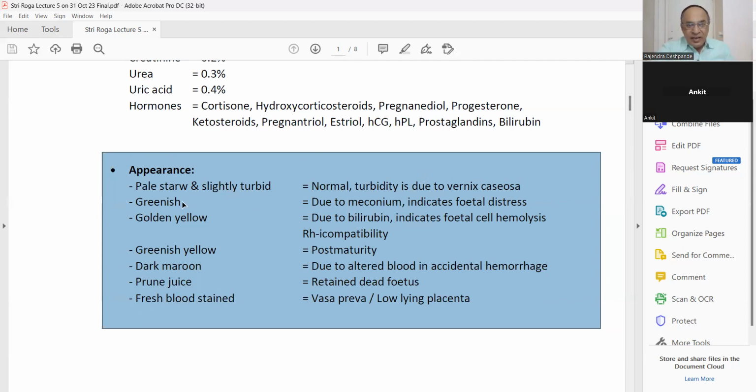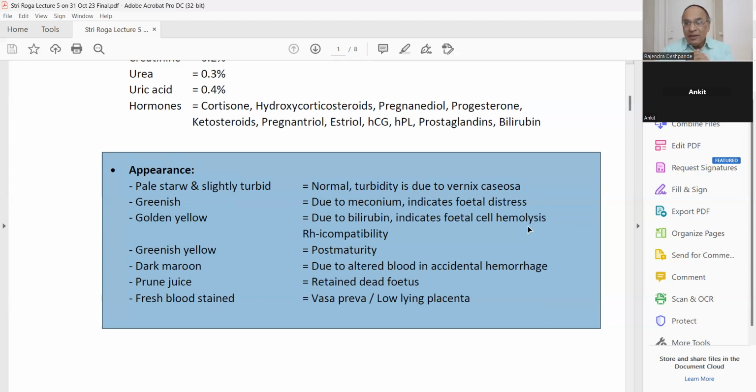Then greenish, a little bit not good. That is because of the meconium, the stool of the baby. Meconium indicates fetal distress. That means the baby is not comfortable, is in trouble. Golden yellow due to the bilirubin indicates fetal cell hemolysis. The RBCs are breaking, and then bilirubin is coming from the RBCs.